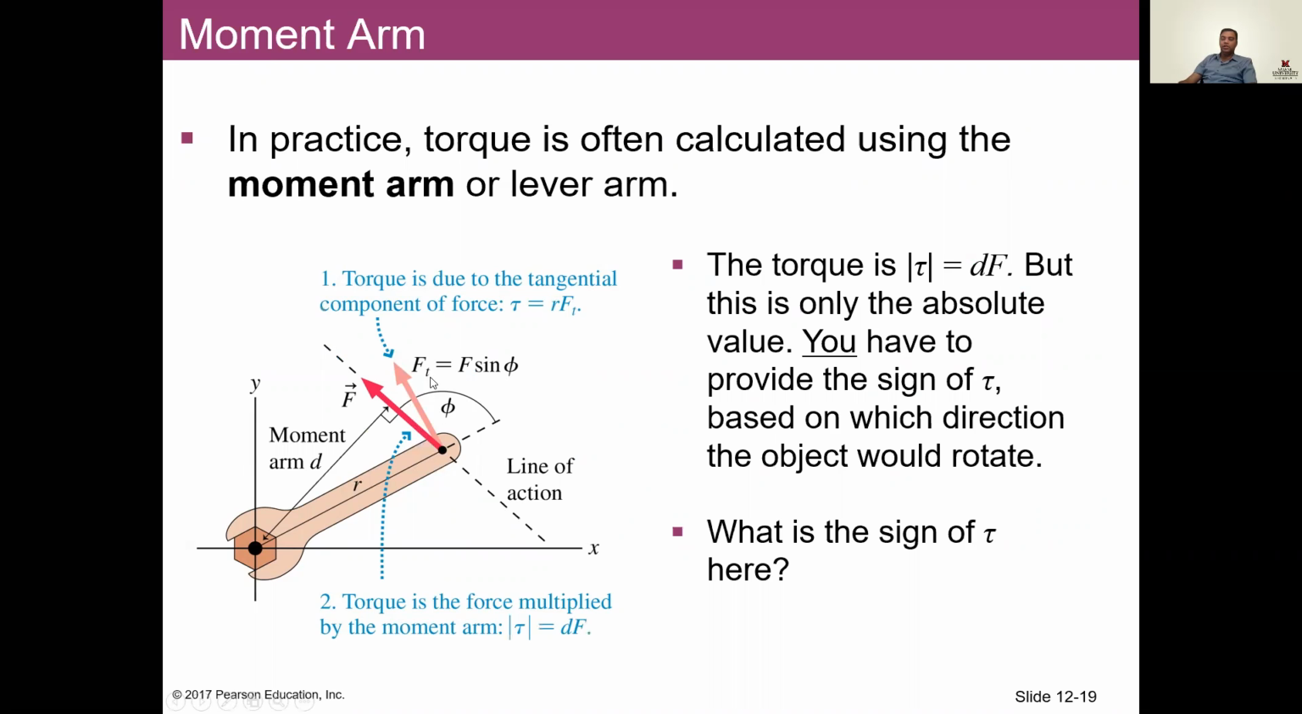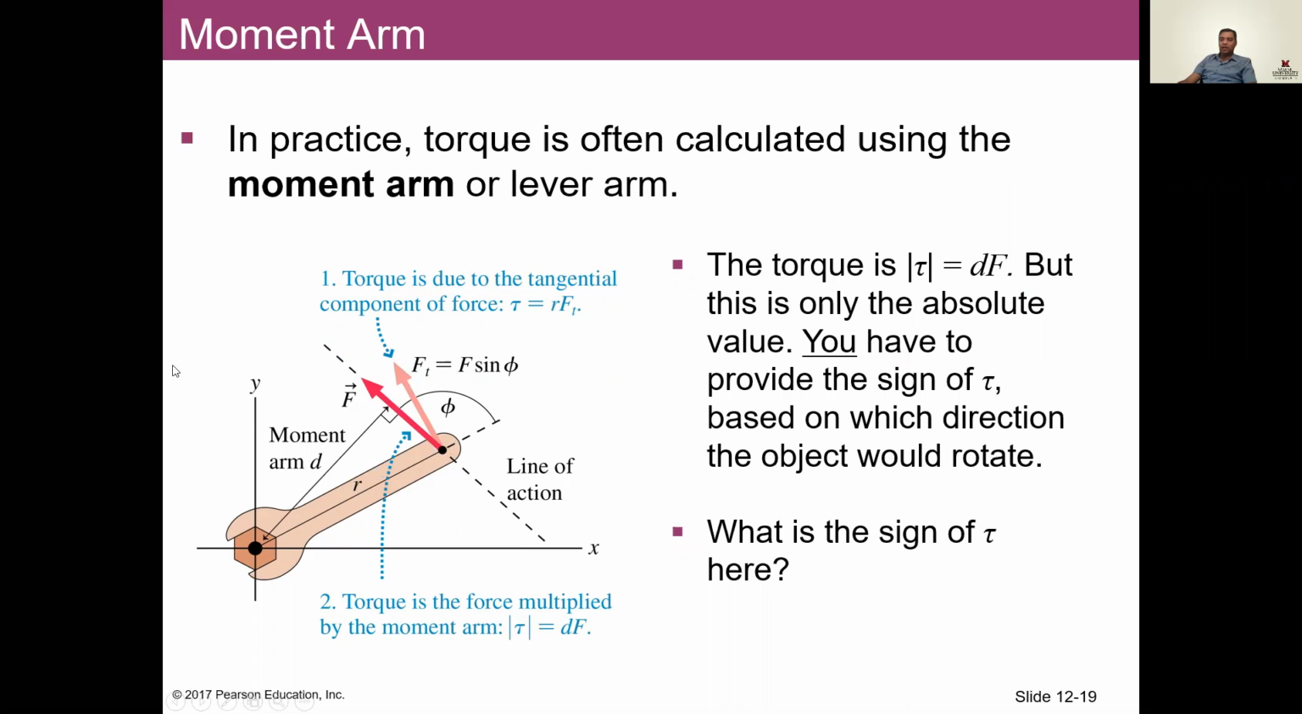F sine phi. And this is what I was trying to say. So the tangential component, which is this one, you can think of as F sine phi, and then you multiply with R, which is the distance. Okay, so if you want to find out, for example, the sign of torque here, this is basically a positive sign, right?